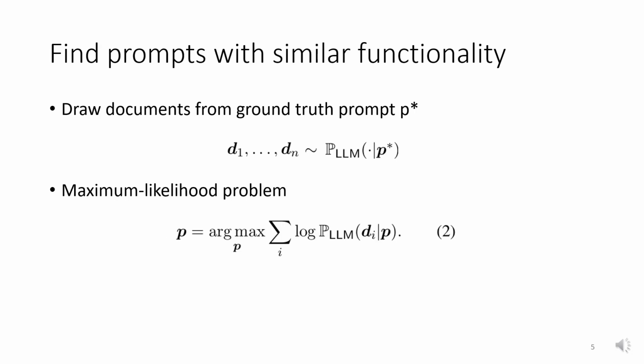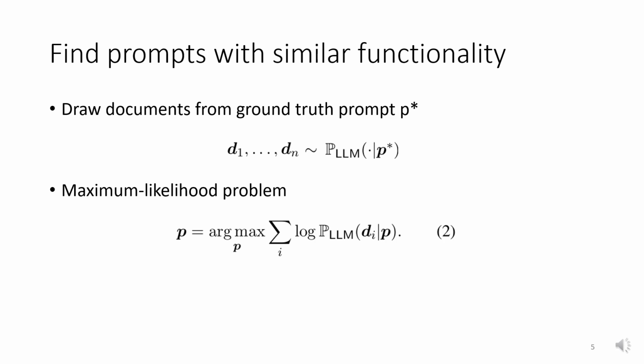Next, I would explain the tools the authors use in this paper and the method by which they find the evil twins. To find a prompt that has similar functionality to another ground truth prompt P, they draw some outputs from the language model, and solve the maximum likelihood problem. The meaning of the problem is to find the prompt P, which has the highest probability to draw the example outputs.